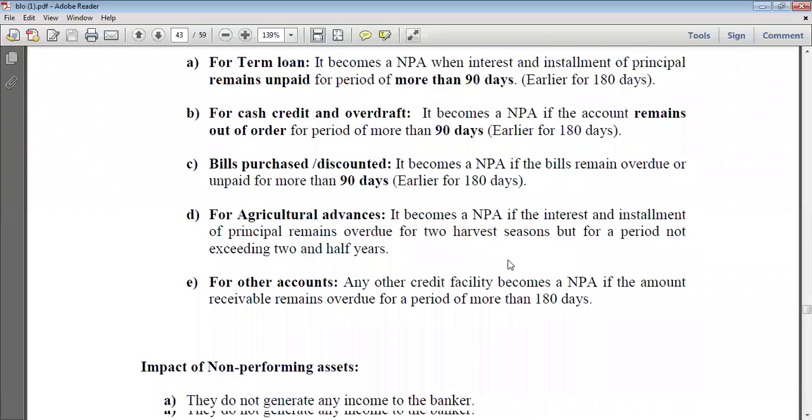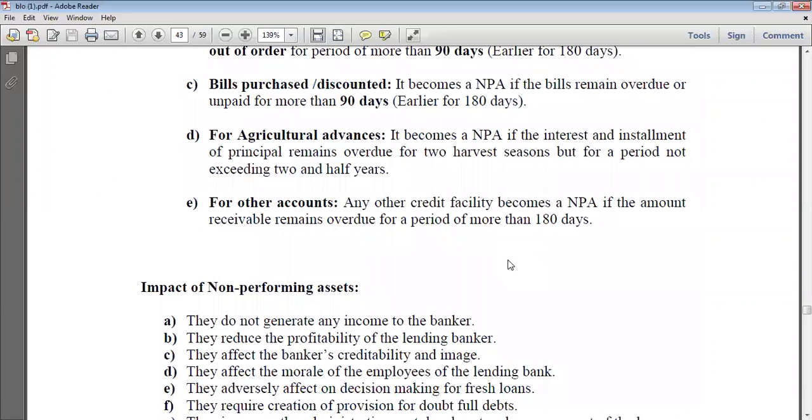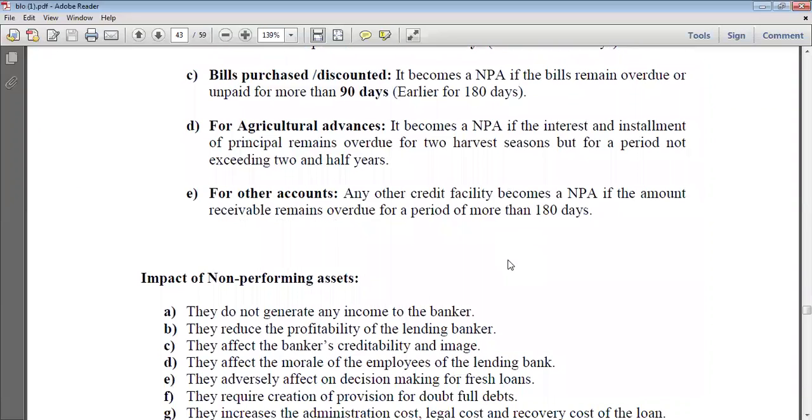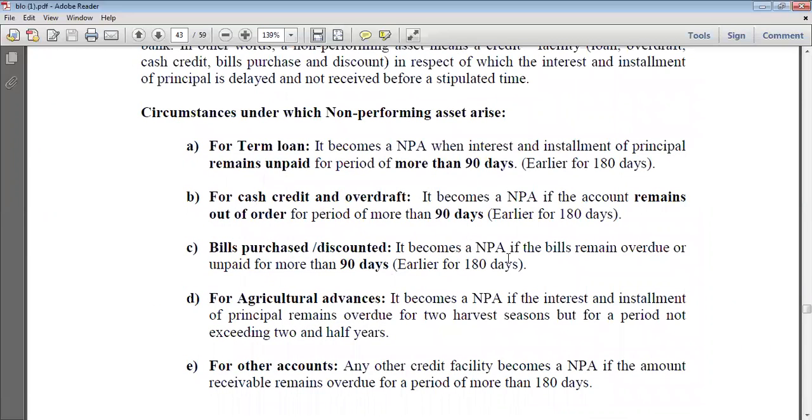Next, for any other account, any other credit facility becomes NPA if the amount receivable remains overdue for a period of more than 180 days. So more than 180 days is considered NPA. These are the major circumstances under which non-performing assets arise.